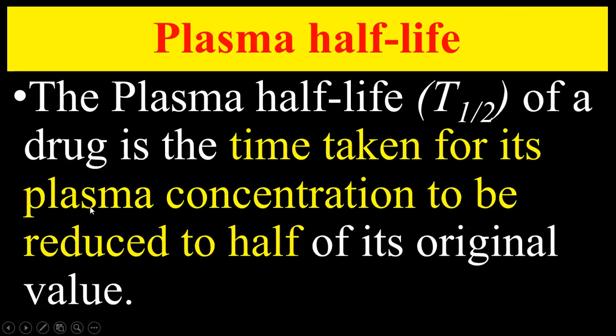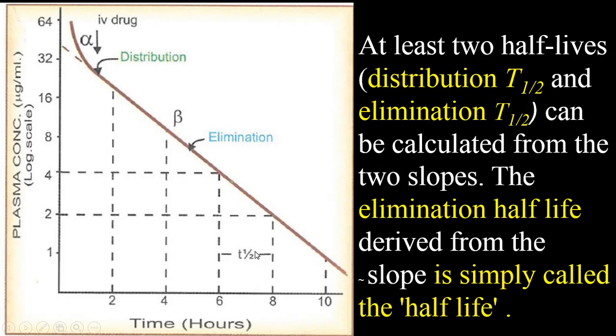Now, plasma half-life. Plasma half-life is very simple. It is the time taken for its plasma concentration to be reduced to half of its original value. What is plasma half-life? This is the time taken for its plasma concentration to be reduced by half. Plasma half-life must be time. So this is the time for 100 gram per deciliter to convert into 50 gram per deciliter, for example.